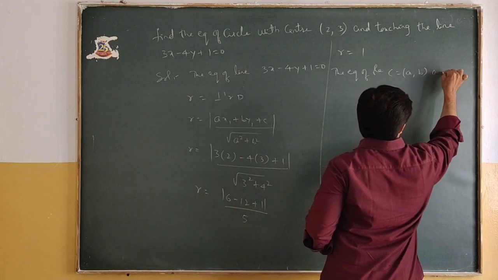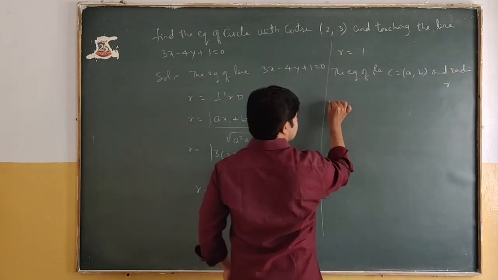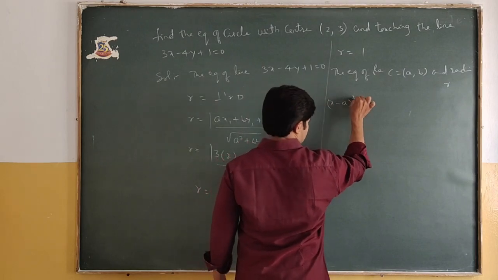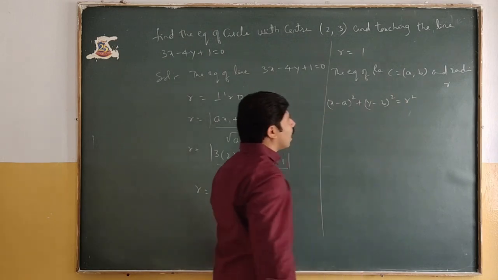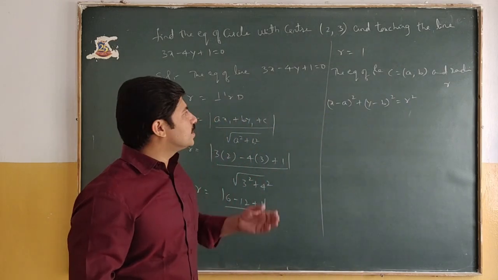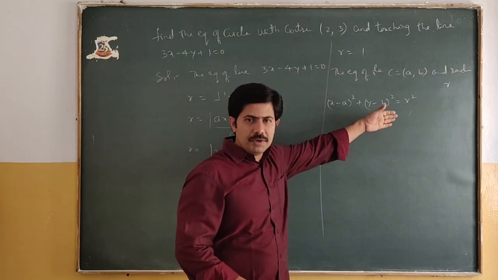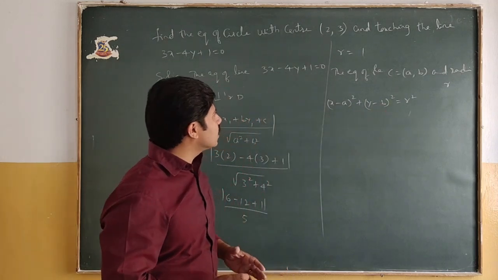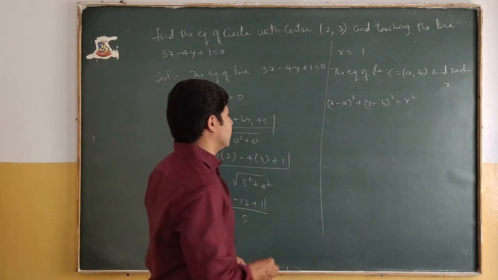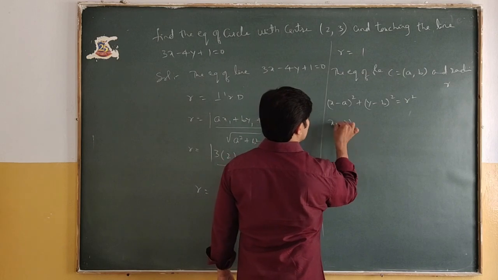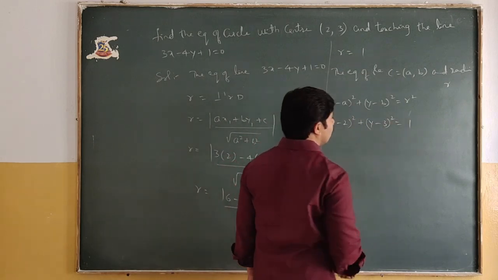radius r, which is x minus a whole square plus y minus b whole square is equal to r square. Equation of circle with center a comma b and radius r is x minus a whole square plus y minus b whole square is equal to r square. Now the center 2 comma 3 we will substitute instead of a and b, and the r value is 1. So x minus 2 whole square plus y minus 3 whole square is equal to 1.